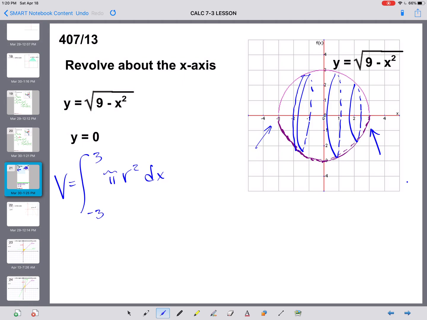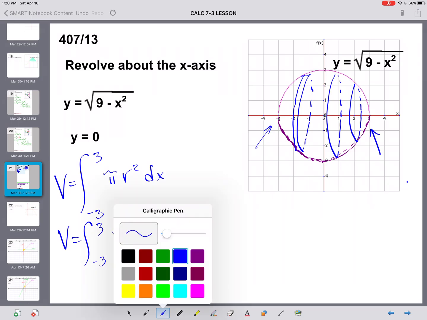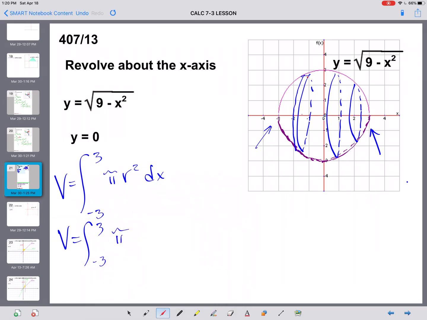Let's go. Volume is, we got -3 to 3 pi. What's our radius? Our radius is right there. The radius equals the y, and the y is root of 9 minus x squared. So that's going right in here. Now remember, it's r squared. Hey, what happens when you square a square root? Yeah, you just get what's underneath it.